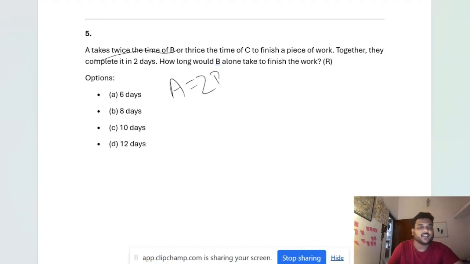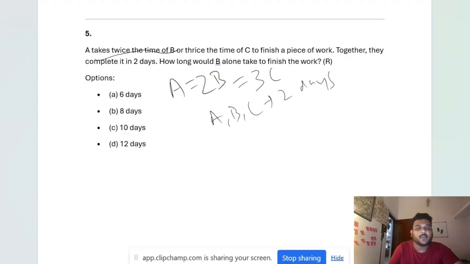So can I say A equals 2B? The number of days for A and B, because A is taking twice as much time, so twice as many days, or thrice the time as C to finish a piece of work. Together they complete it in 2 days.